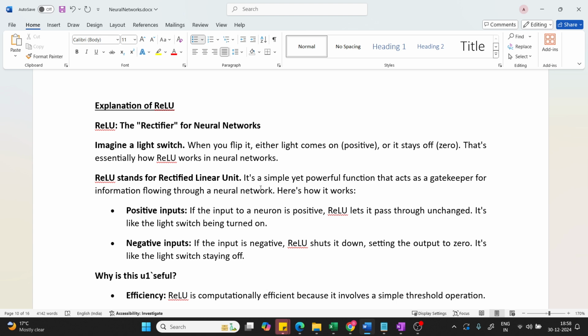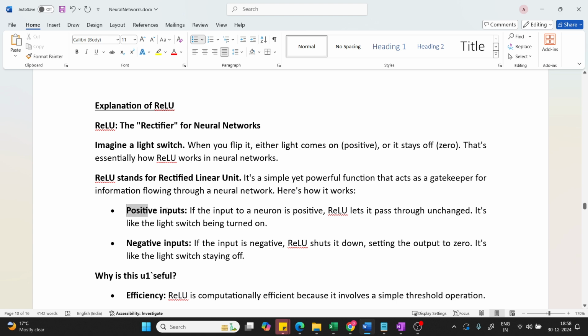Whenever you flip a light switch on, the light is switched on, or when you flip it off, then the light is off. So there are only two states: one is on and the other is off, right? That's how essentially ReLU works in the neural network. So let us see how it works.